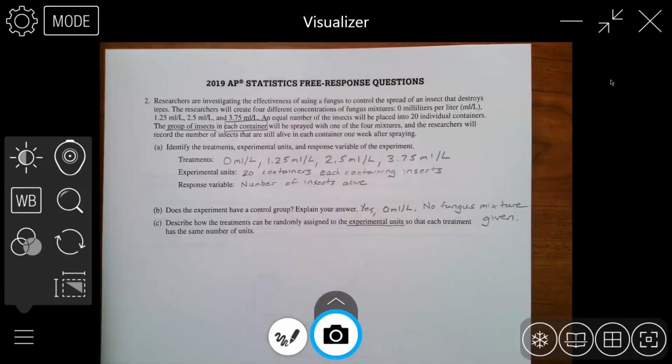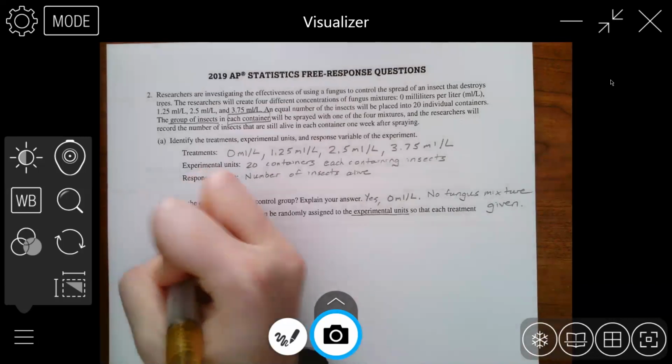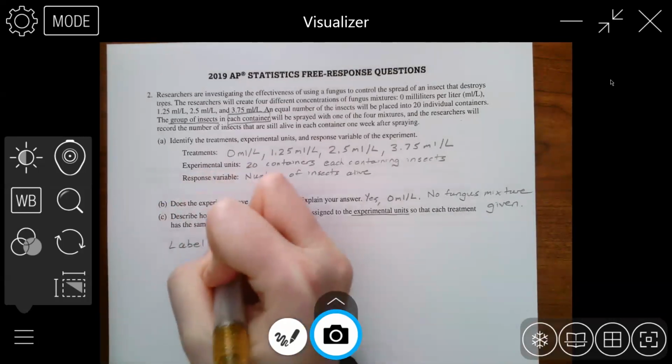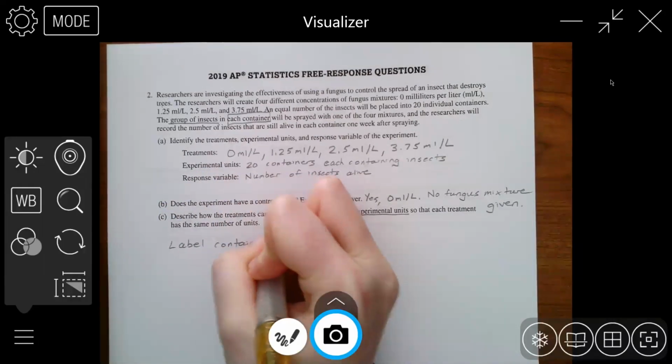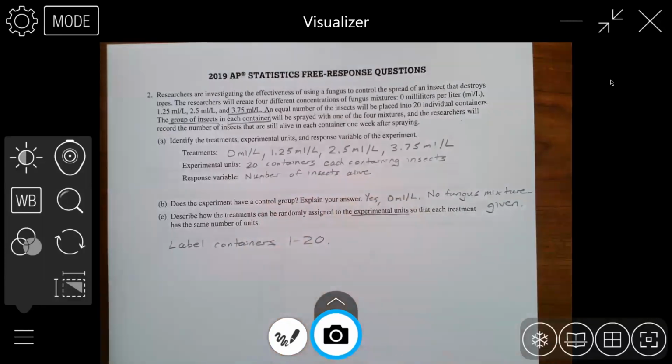So I'm not expecting anybody to type all this out in the chat box, but can somebody at least get us started? How did we always start these in class when we're trying to describe how treatments can be randomly assigned? There you go, label. Yep, very good. Label containers 1 through 20. That is your start, okay? So label containers 1 through 20.